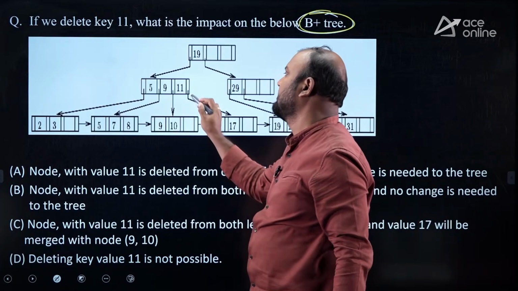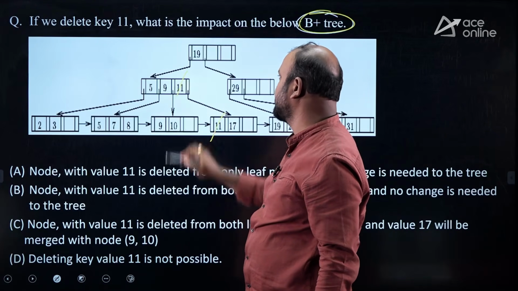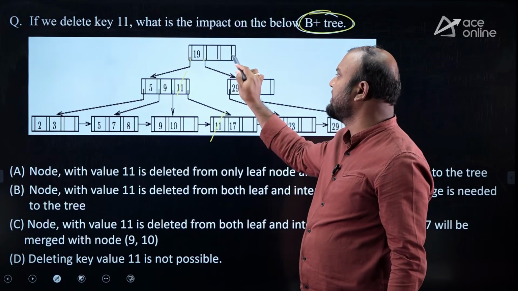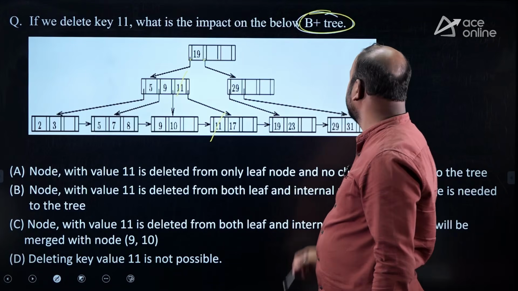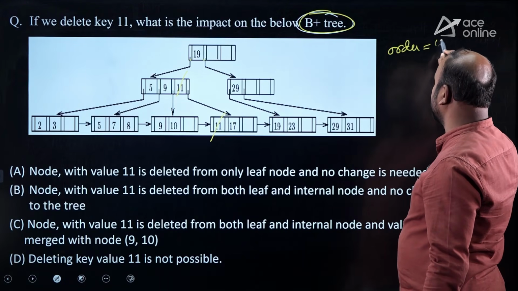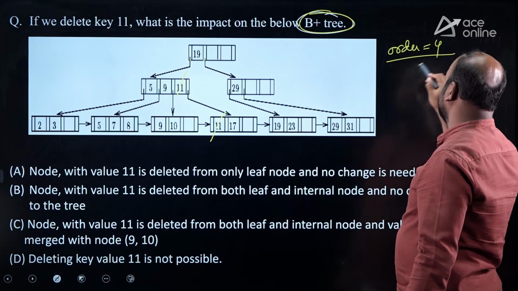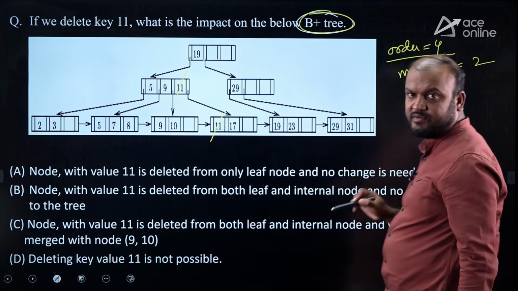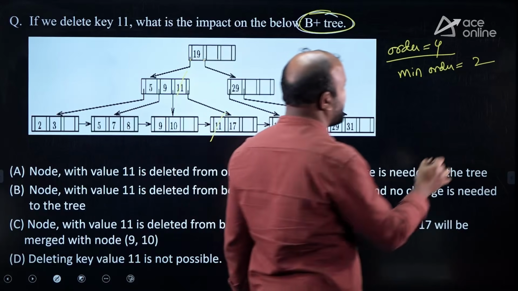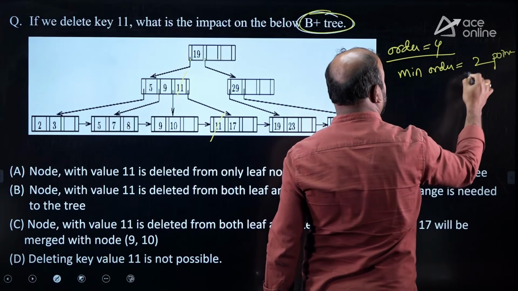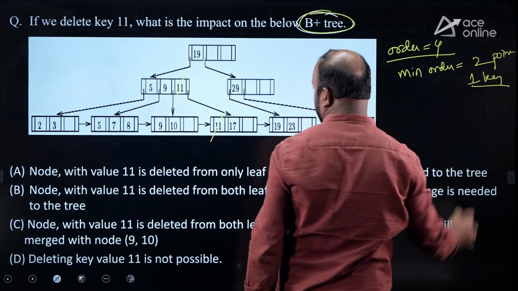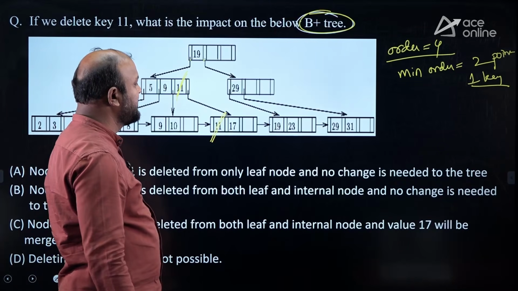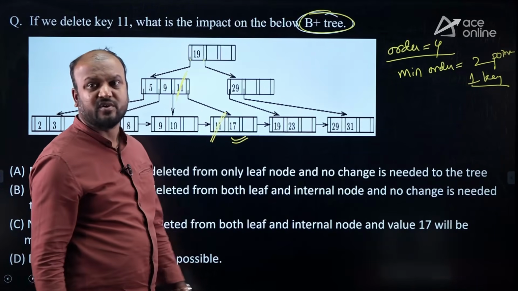If you delete key 11, where is key 11? Here, here also. By looking at the tree we understand the order is 4, order equal to 4 pointers. Minimum order is 50%, 2, which means 2 pointers. If 2 pointers, how many keys? 1 key. If 11 is deleted from this place and this place, we do not have any change in the leaf node because it already has 1 key.